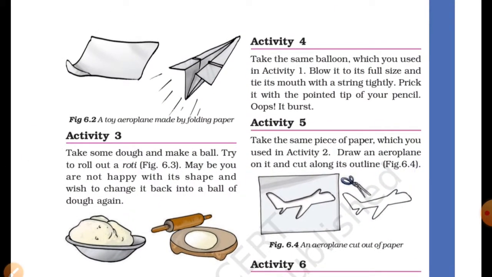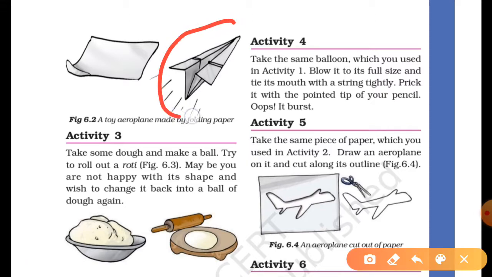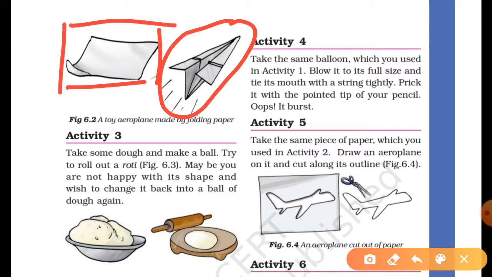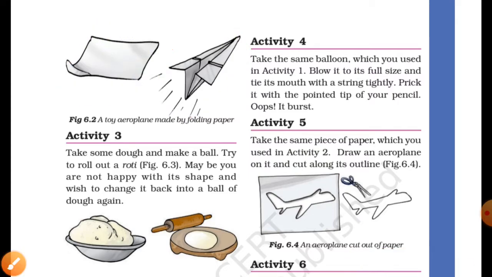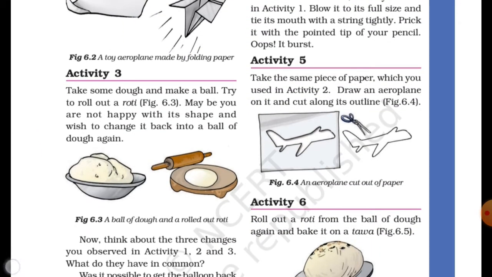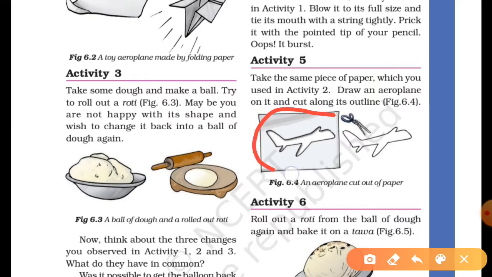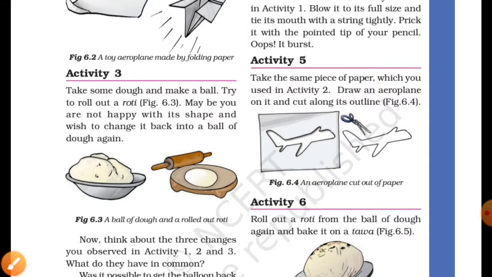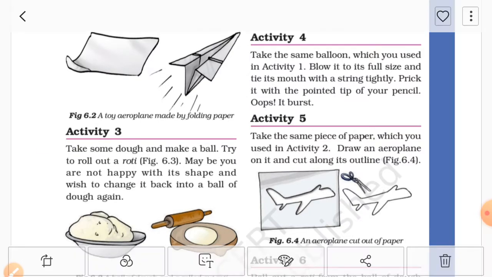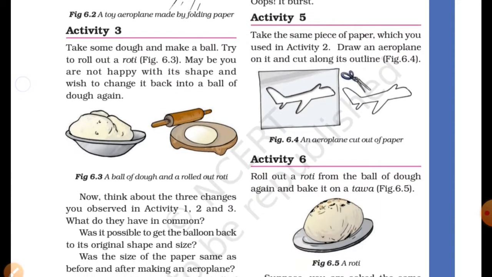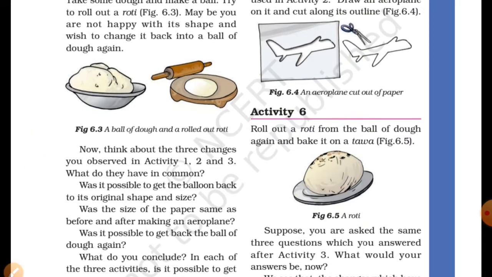See, here also, if we make a toy aeroplane with a sheet of paper, we can reverse it. We can make the toy back into that sheet of paper. But when we draw a toy aeroplane on a sheet of paper and cut it, this change cannot be reversed. So what do we learn from it? Making a toy aeroplane and cutting a toy aeroplane have one difference.